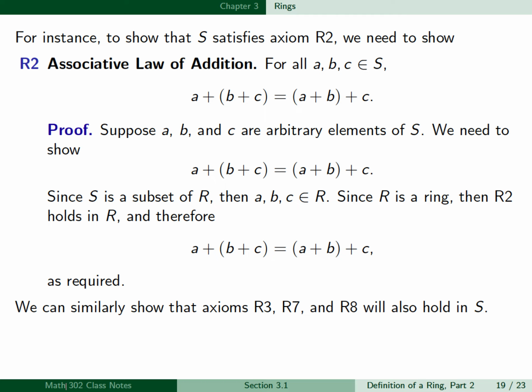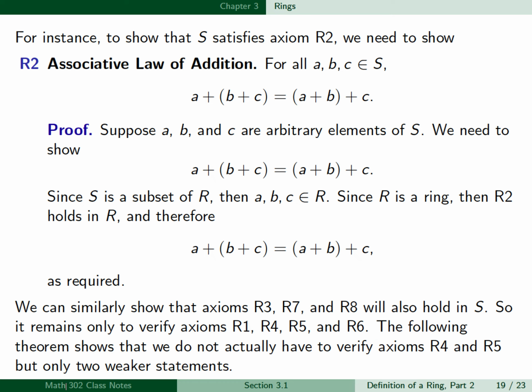So we can similarly show that axioms R3, R7, and R8 will also hold in S. So we don't actually have to do any work in order to conclude that these 4 axioms, R2, R3, R7, and R8, hold in a subset of a ring. So it remains only to verify the remaining 4 of the 8 axioms, R1, R4, R5, and R6.